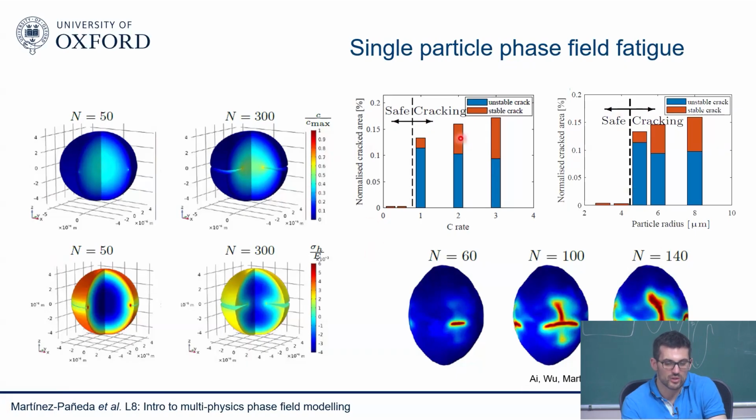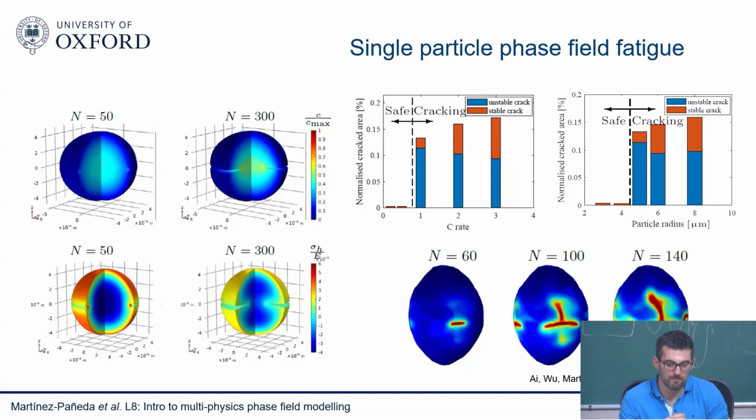But what I want to tell you is that once you have a tool, then you can change the C rate, for example, and determine under what conditions you will not see any cracking, or the particle radius. For example, you can play with the particle radius. And industry is trying to make particles smaller, but there's some issues. There's some challenges on the manufacturing side of things, and there's some other issues that come with having very small particles.